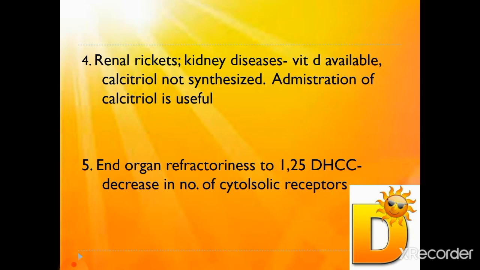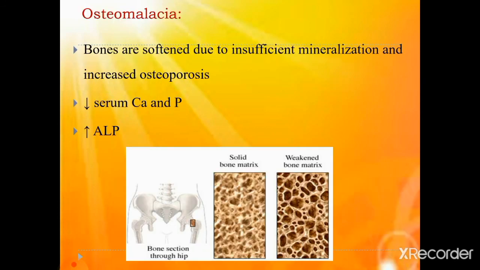Then next one is end organ refractoriness to 1,25 dihydroxycholecalciferol, which occurs if there are no receptors, that is, a defect in the receptors for its action. Next one is osteomalacia, where bones are softened due to insufficient mineralization and increased osteoclastic activity. There will be decreased serum calcium and phosphorus and increased ALP. So mineralization of bones does not occur and the bone matrix becomes weakened.